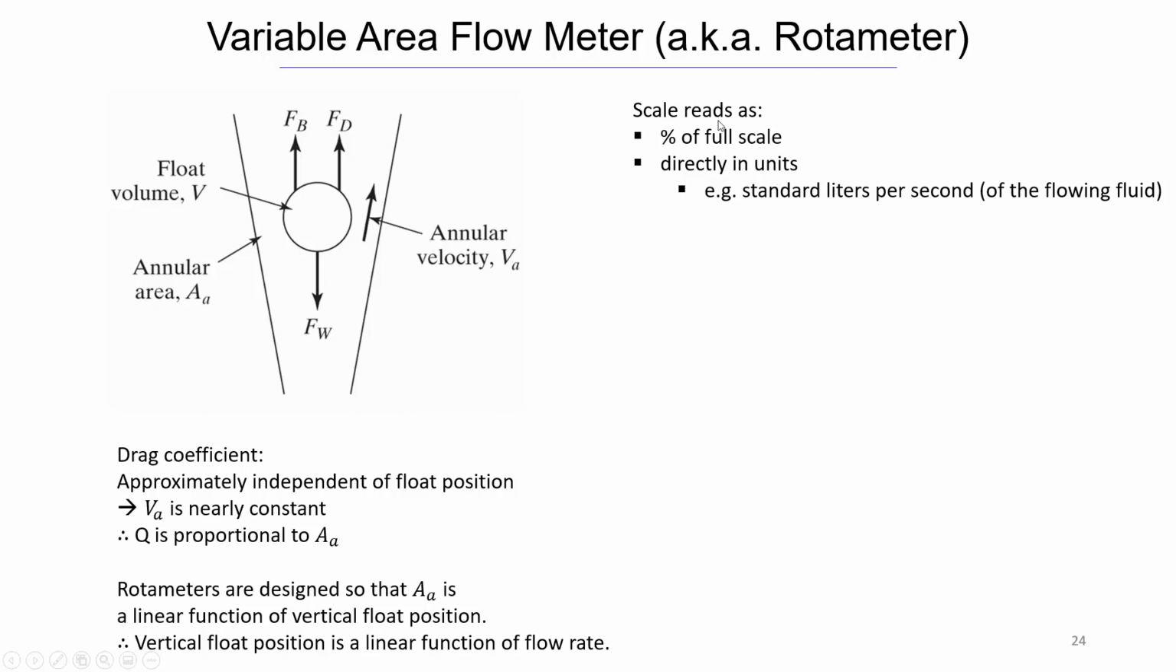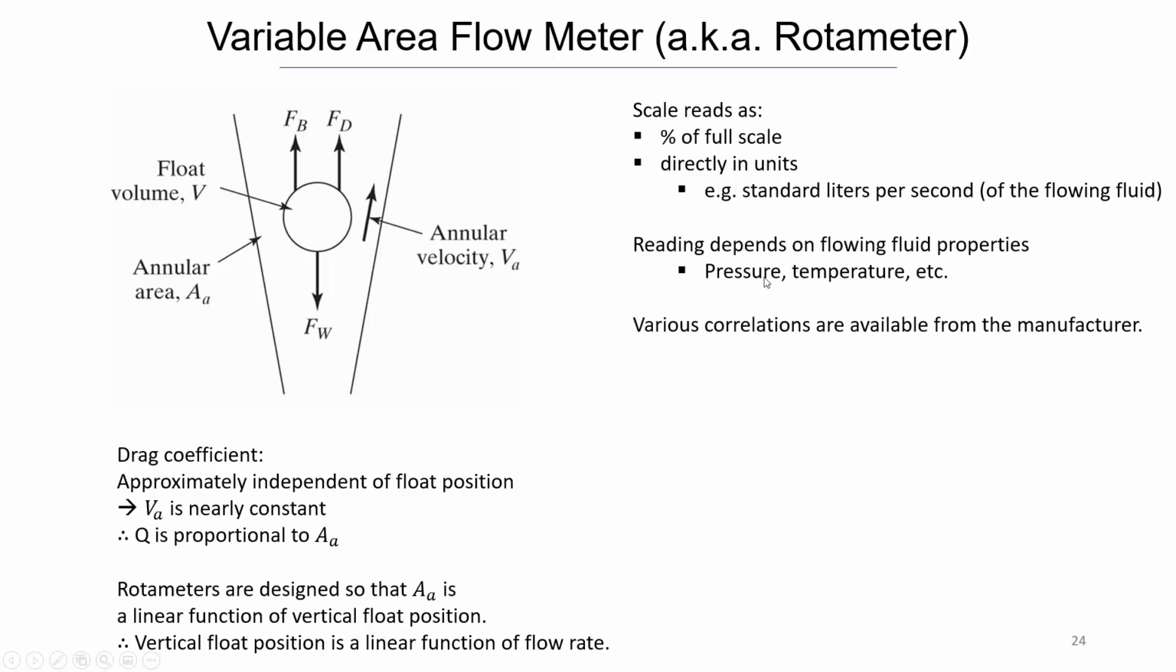There are a couple different versions of this. You might have the scale just reading as a percent of the full scale. And in that case, you're going to need to use tables or other data to find out what the actual flow rate is. But if it was only meant for measuring water, then you could have the scale directly in the units. The reading depends on the flowing fluid properties such as pressure, temperature, etc. The tables and correlations you get from the manufacturer account for that.